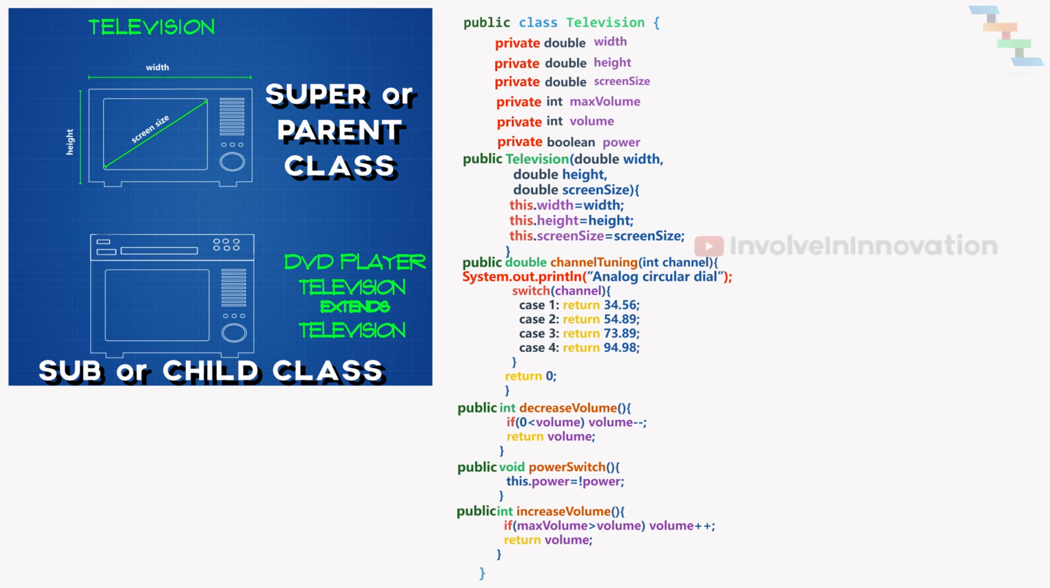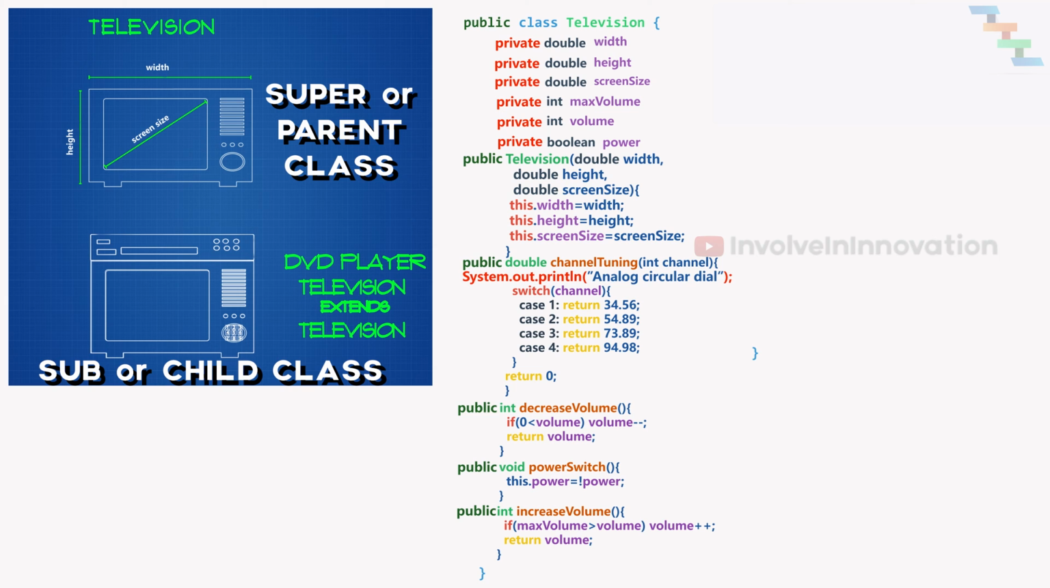In the inherited subclass, we can even override some of the functionality already available in the television. Here in the television class, it uses analog circular dial for channel tuning. We can override this channel tuning to button type in the subclass. This is called as method overriding in Java. We will be seeing more about this in polymorphism.